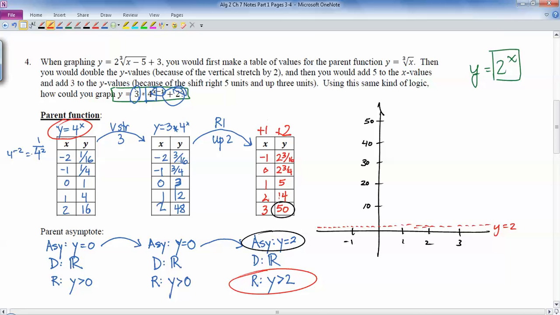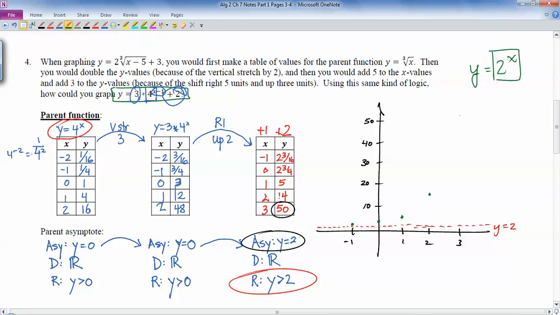So if I plot my points, I'll do it in green here. I got -1 and 2 3/16, which is just a little bit above the red line. And then I've got 0, 2 3/4, which is a little bit higher, but not by much. And then 1, 5, which is about halfway up between 0 and 10. And 2, 14, which is a little bit higher, about here.